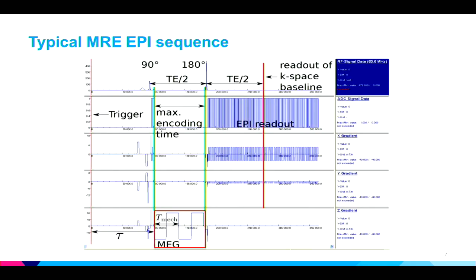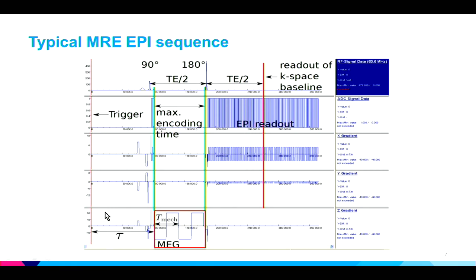So once we have the waves going into the body, we need to be able to image them. I know this is very messy, but I just want you to look at two things in particular. Here is the MEG, the motion encoding gradient, and here is a trigger time. The motion encoding gradient is how we encode the motion into our images. It's synchronized to the external vibration which comes from that pneumatic actuator we just looked at.